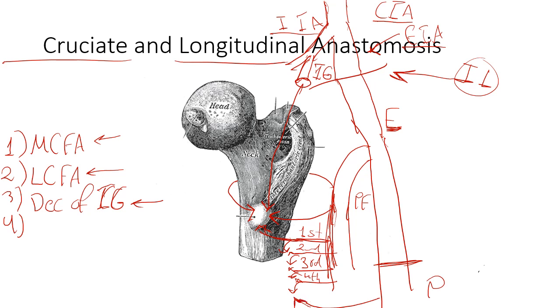As you can see, the first perforating artery is giving a branch. The ascending branch of the first perforating artery is going to be joining with the cruciate anastomosis. So the last artery that makes our anastomosis is the ascending branch of the first perforating artery.